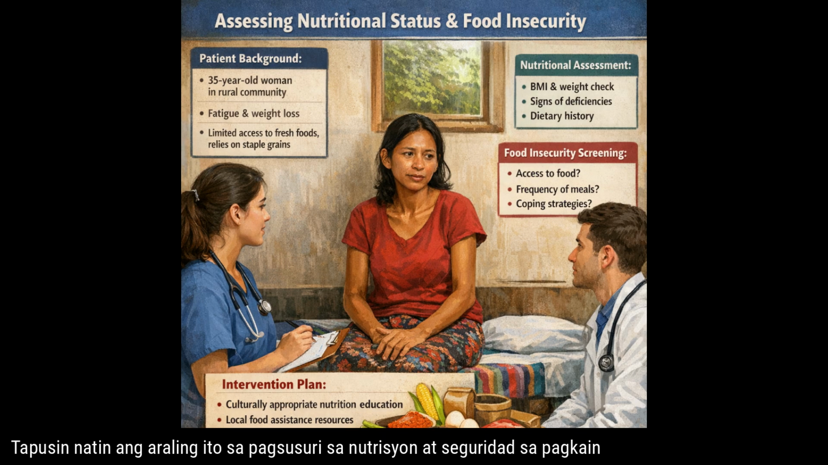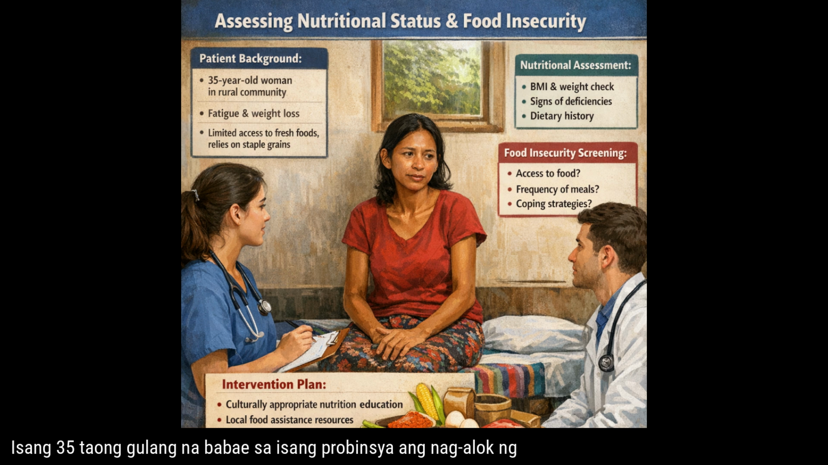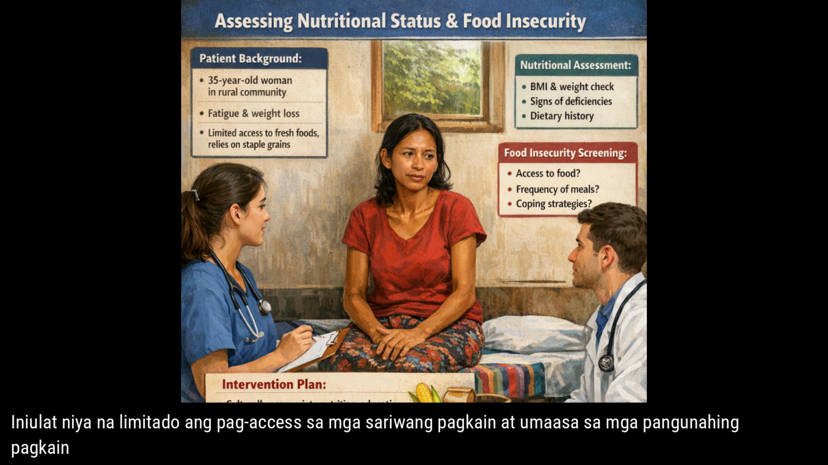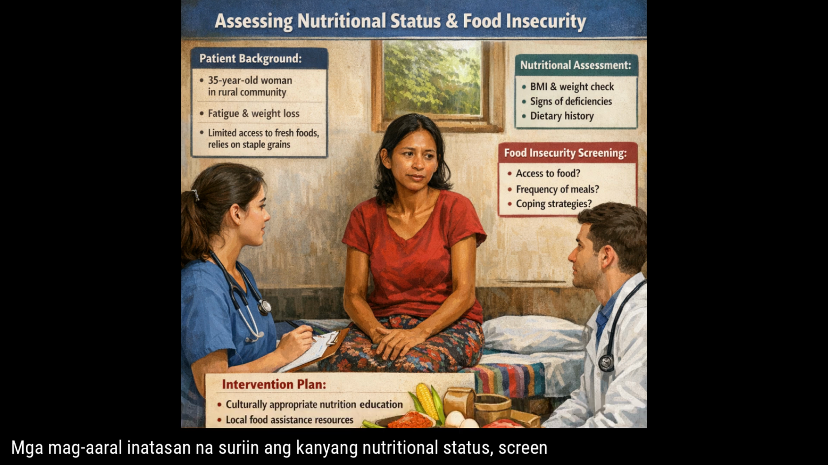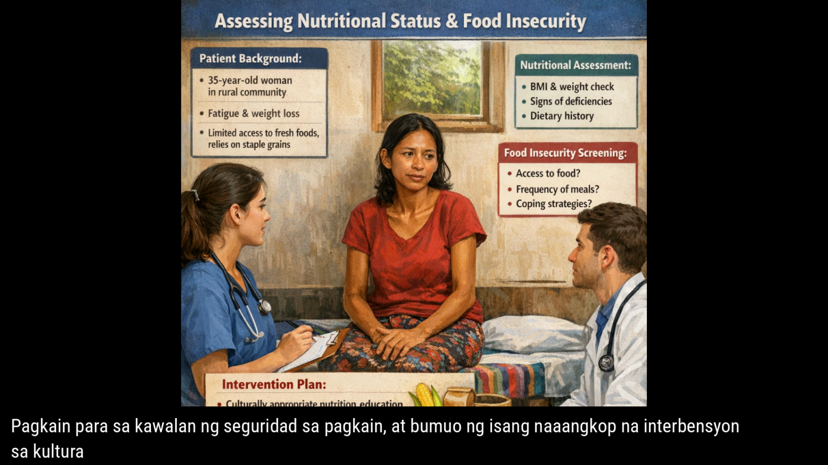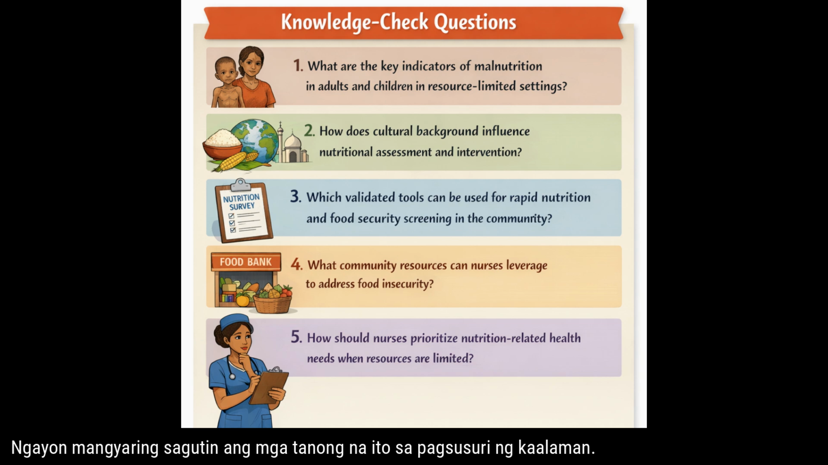Let's finish this lesson, assessing nutrition and food security in resource-limited settings, with a scenario. A 35-year-old woman in a rural community presents with fatigue and weight loss. She reports limited access to fresh foods and relies on staple grains. Students are tasked to assess her nutritional status, screen for food insecurity, and develop a culturally appropriate intervention plan. Now, please answer these knowledge check questions.